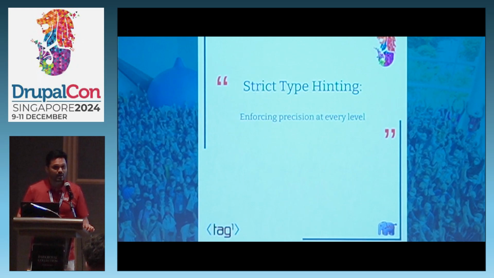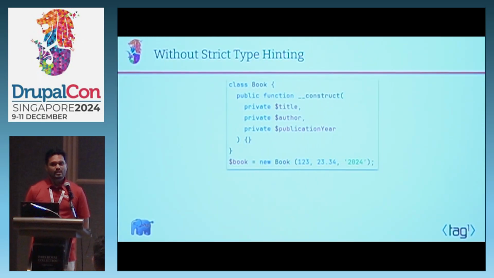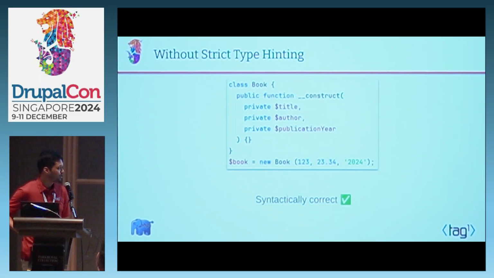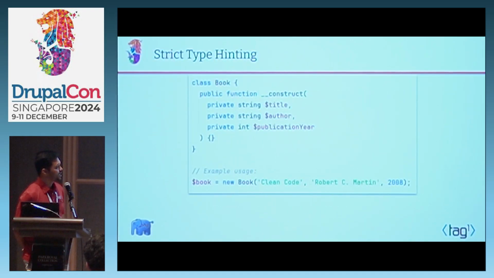Okay, so the next is strict type hinting, so enforcing precision at all levels. Without strict type hinting, you can initiate a book with any argument, right? We don't know what type of argument title is if you only write private. Same as author and publication year, you can provide them with any type of values. This is syntactically correct but logically wrong. But with strict type hinting, you can provide the type of the variables directly.